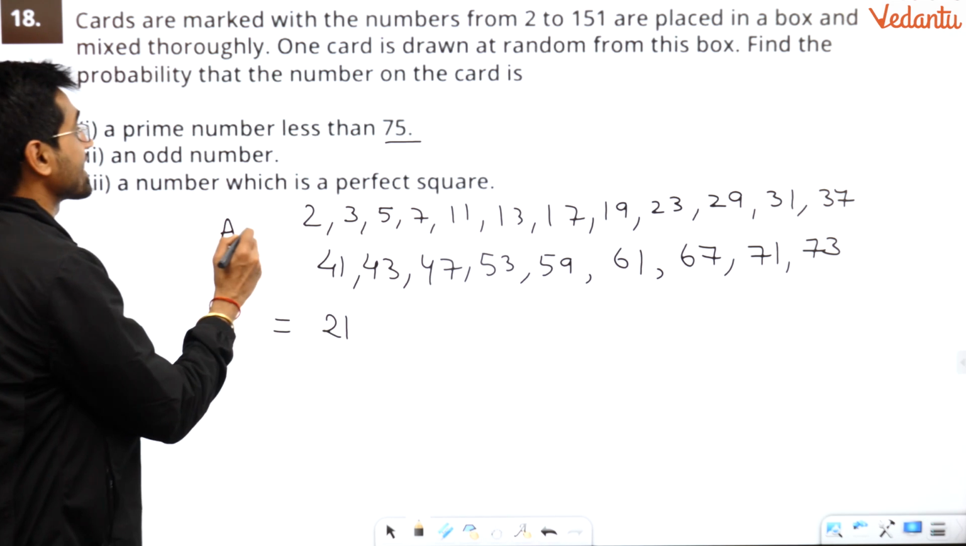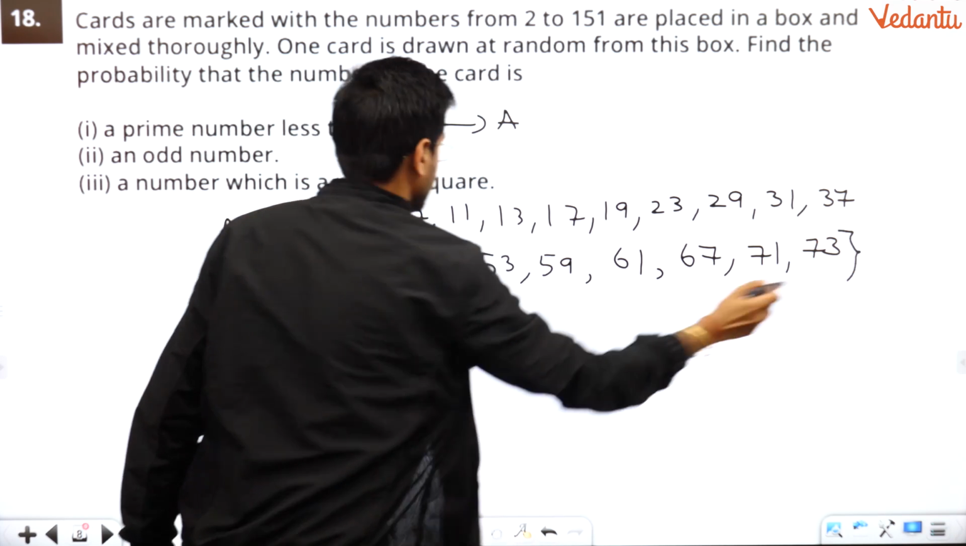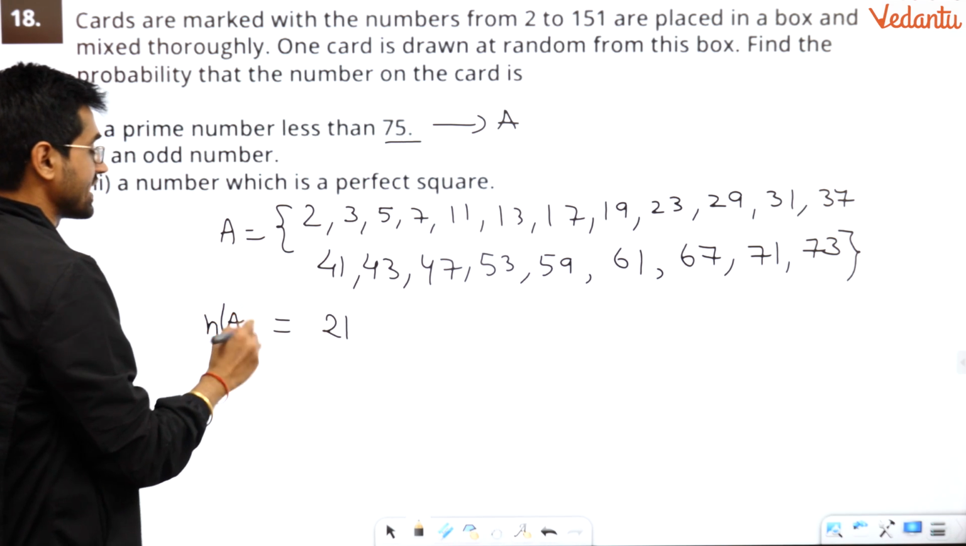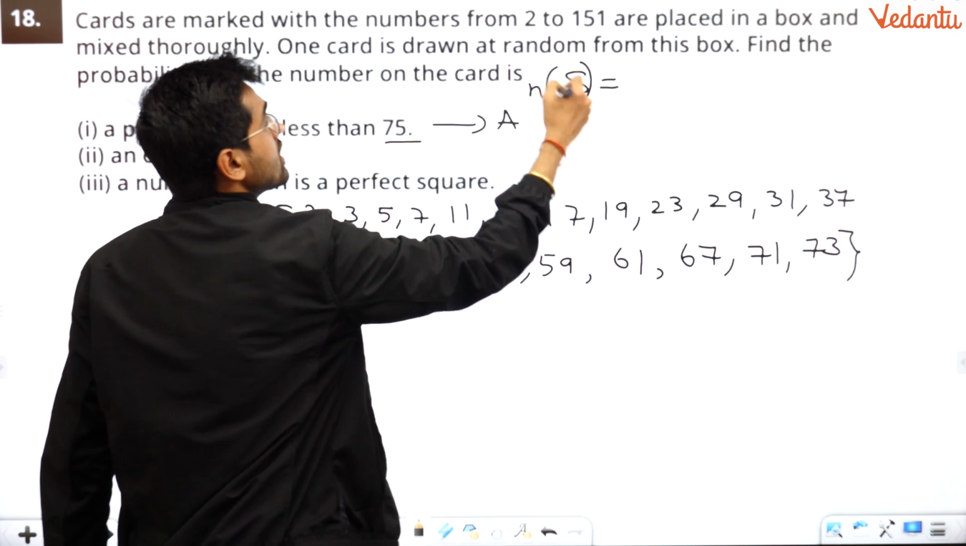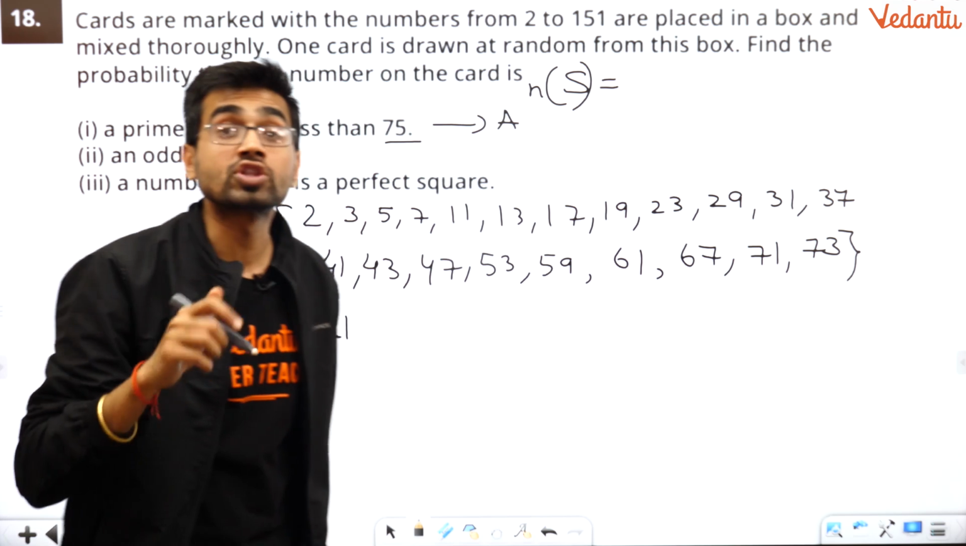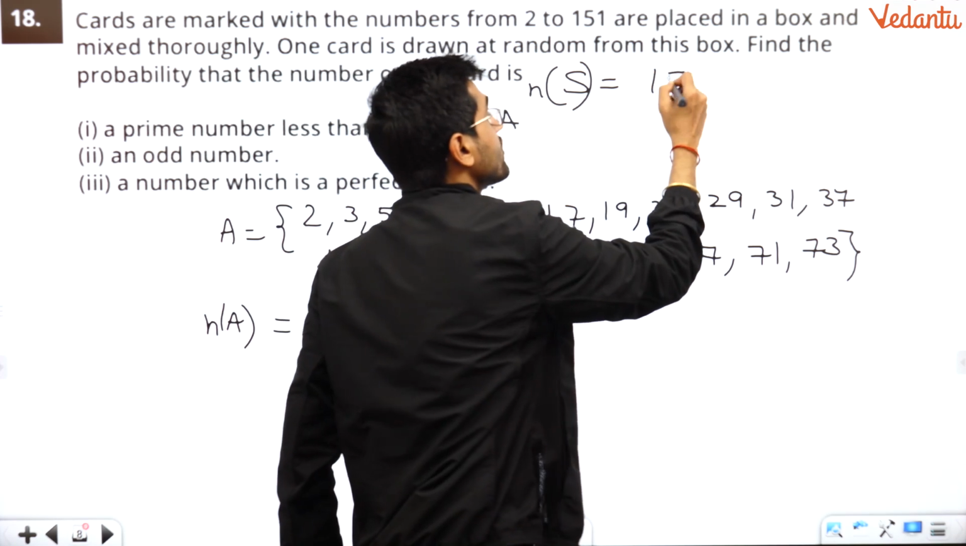So this is the event A. Let us call it event A. This is the event A set. And how many number of elements are in event A? 21. What are the total number of elements in the sample space? From 2 to 151 you are counting. So there are 150 cards because 1 is not there now. So there is only 150 cards.